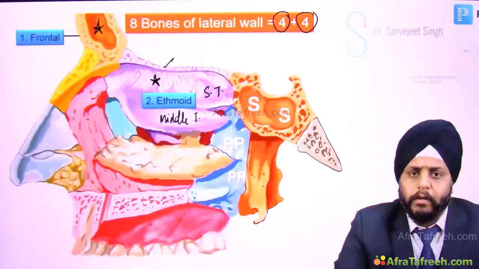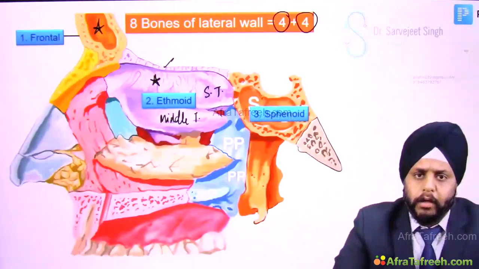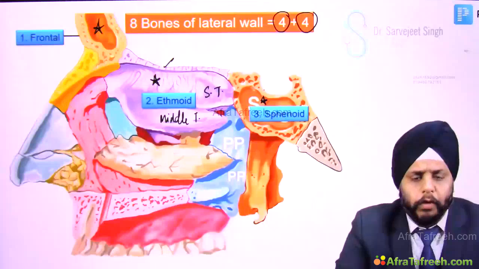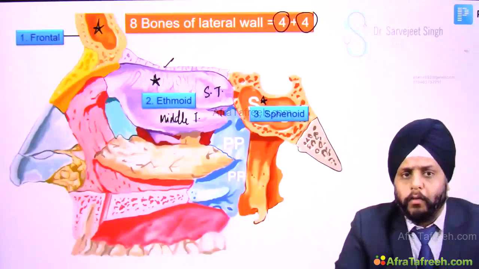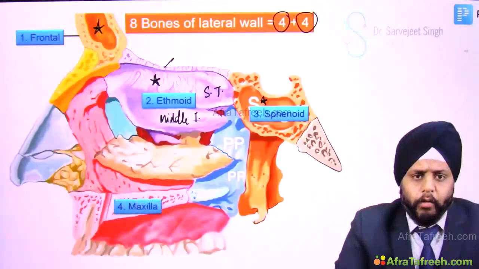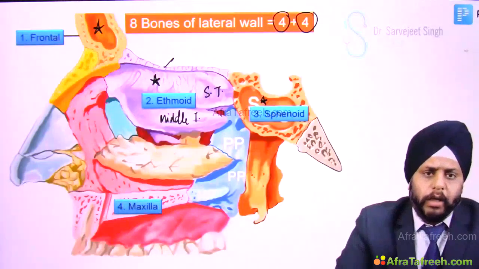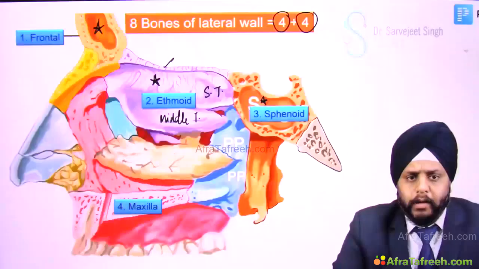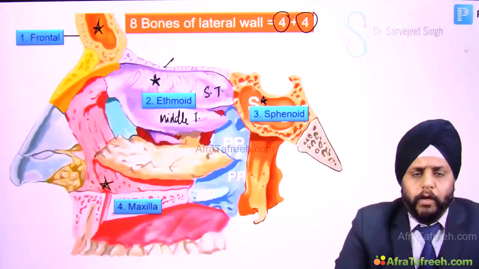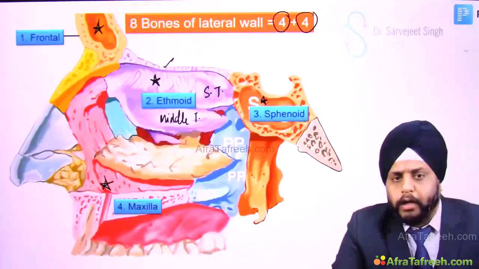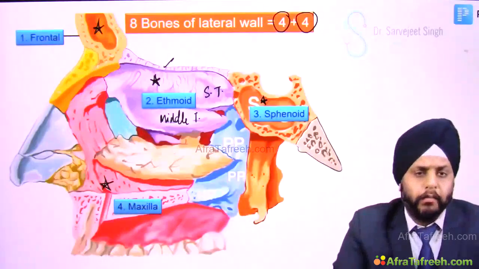What else can we see? Yes, we can see over here the sphenoid sinus, so the sphenoid bone is also contributing to the lateral wall. And number 4, you can see this pink color bone, that is the maxilla.